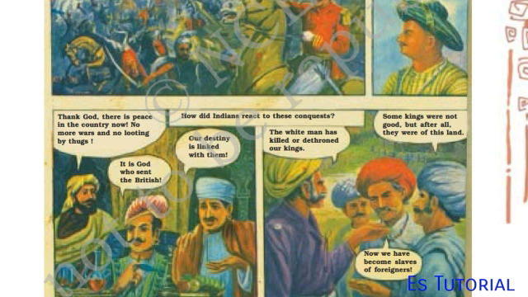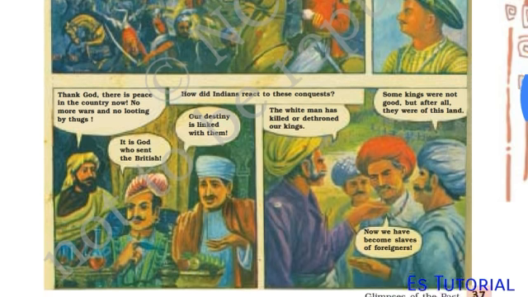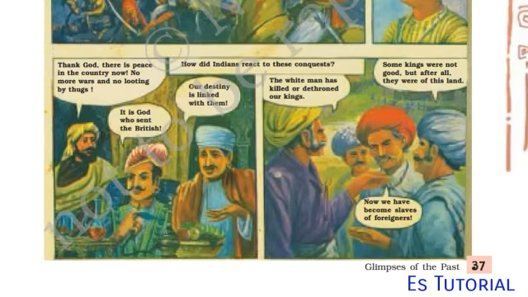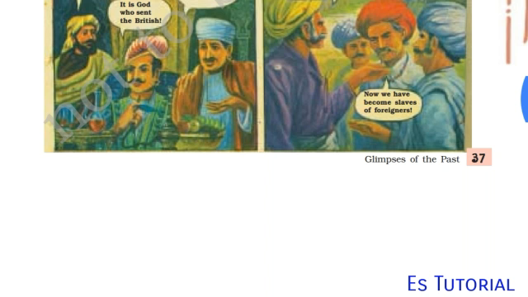The white man has killed or dethroned our kings. Dethroned means taken away the throne. Some kings were not good, but after all they were of this land. Now we have become slaves of foreigners. So the people in that area are saying that we have become the slaves of foreigners, the Britishers.